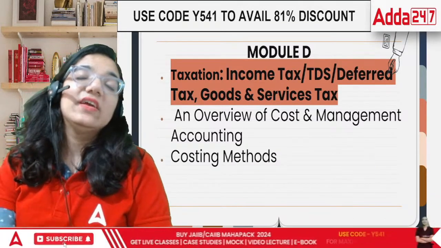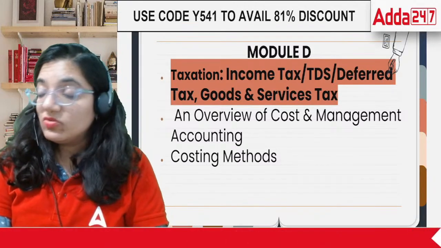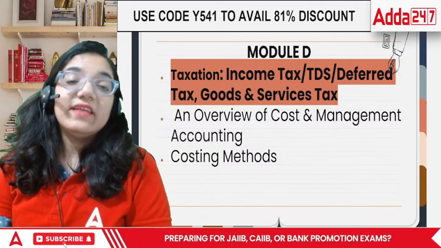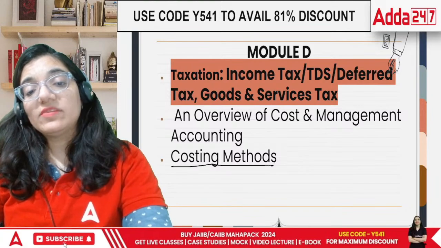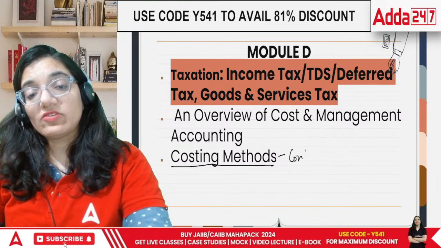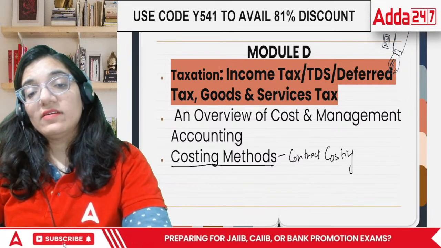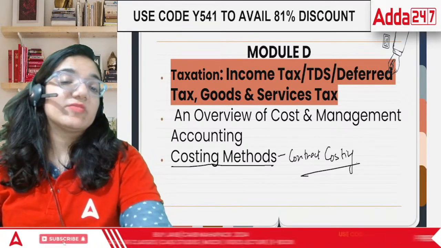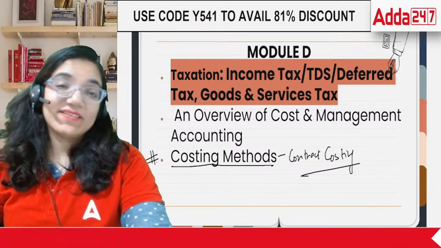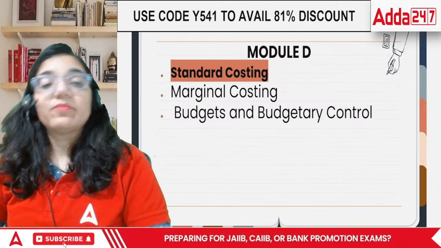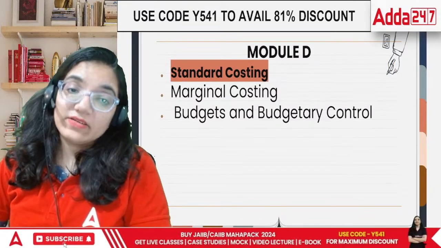In the examination, there were questions from the area of income tax as well as GST. So an important area to cover. Then questions were asked from the methods in terms of contract costing, an important area again. A question has been asked from an overview of cost and management accounting, but this is also an important topic, right? Then the next topic is standard costing, a pure numerical format.